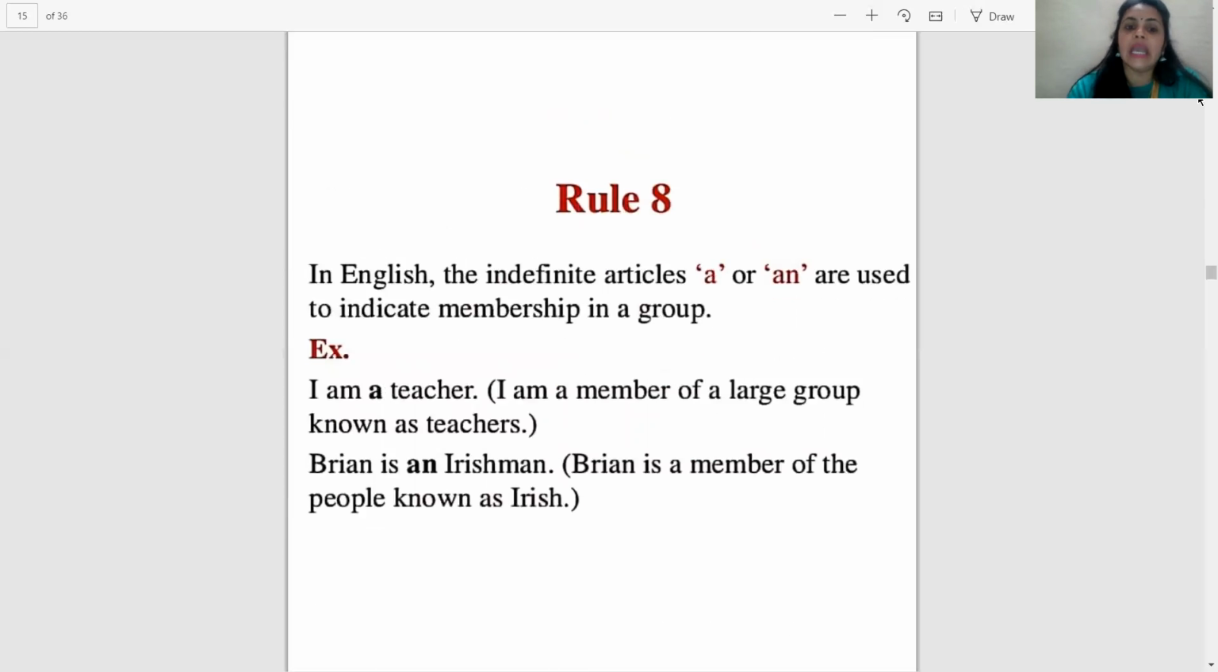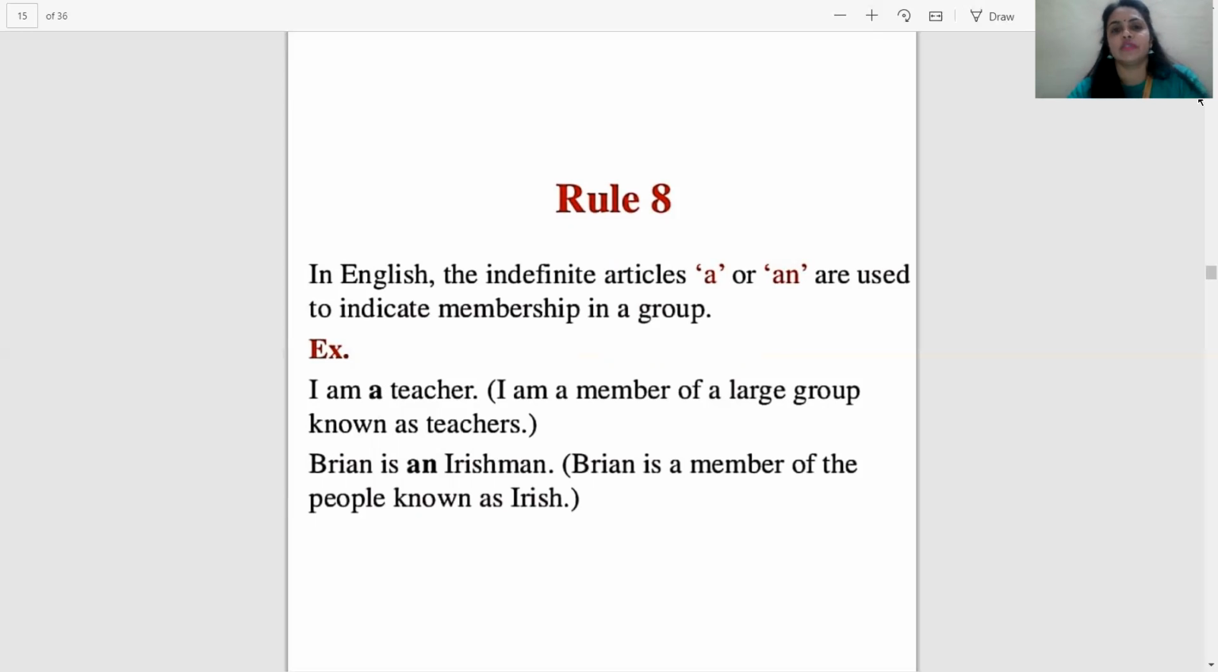Rule 8. In English, what happens, children? The indefinite articles a or an are used to indicate membership in a group. And here also we use a. I am a teacher. Somebody may say I am a doctor. I am an engineer. Mark my words. When I say I am a teacher, you may say you are a student. Somebody may say I am an engineer. I am an architect.